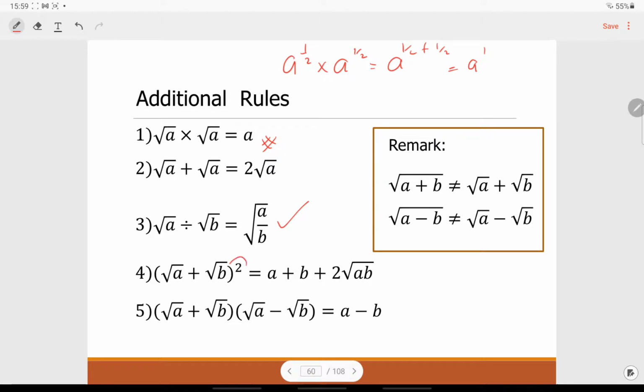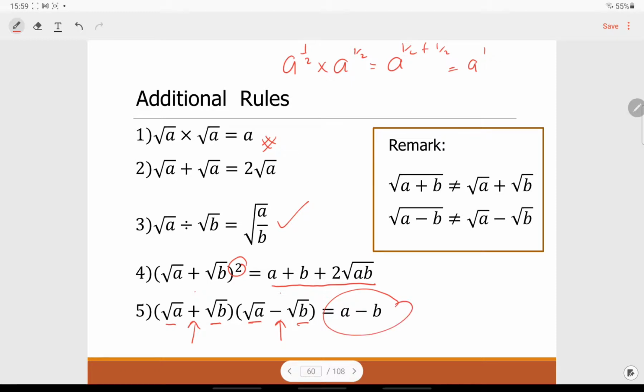Then we have surd A plus surd B, squared. If we expand this parenthesis, we come out with A plus B plus 2 square root of A times B. If we have surd A plus surd B in the first parenthesis, while in the second parenthesis we have surd A minus surd B, we have plus and minus here, so the cross terms cancel, and automatically we know that the outcome is equal to A minus B.